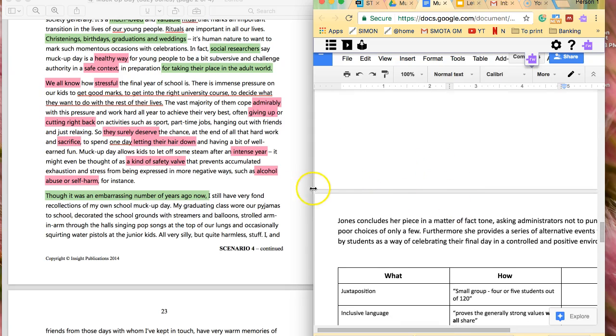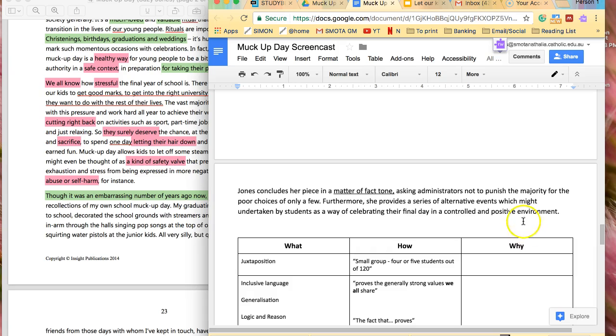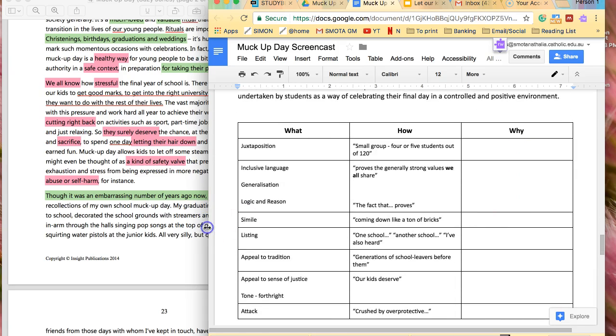In my group, we decided that Jones concludes her piece in a matter-of-fact tone. So we're going to talk about that. Asking administrators, so that's the teachers and principals, not to punish the majority for the poor choices of only a few. Furthermore, she provides a series of alternative events which might be undertaken by students as a way of celebrating their final day in a controlled and positive environment. And so we're moving on to the blue highlighting here.